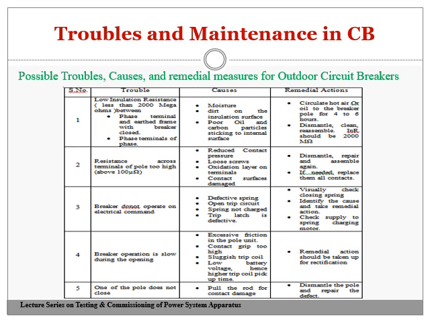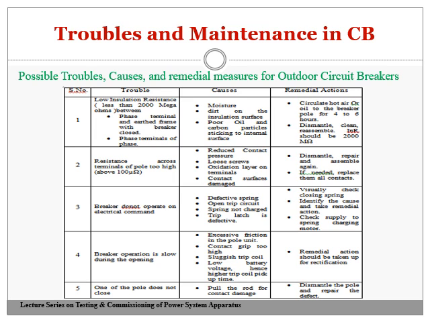Then the second trouble: resistance across the terminals of the poles is too high. If resistance across the terminals is too high, above 100 mega ohms, it may be due to reduced contact pressure, loose screws, an oxidation layer on the terminals, or damaged contact surfaces. The remedial action, as you can see in the third column, is to dismantle, repair and assemble again.